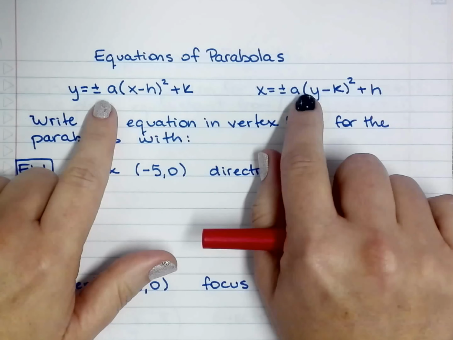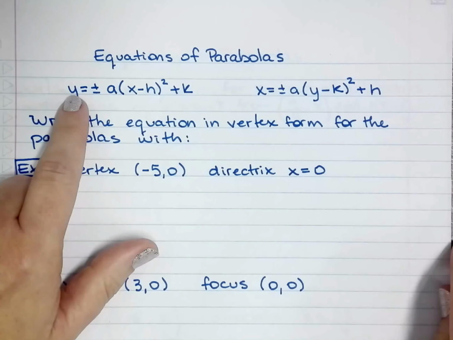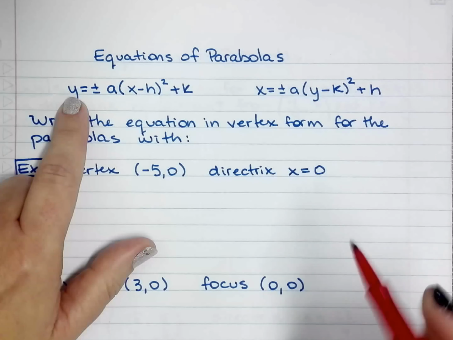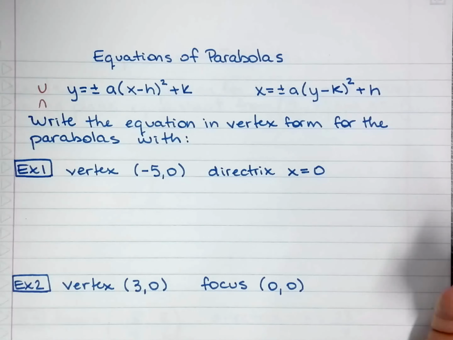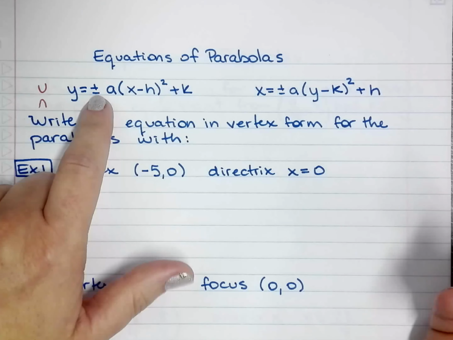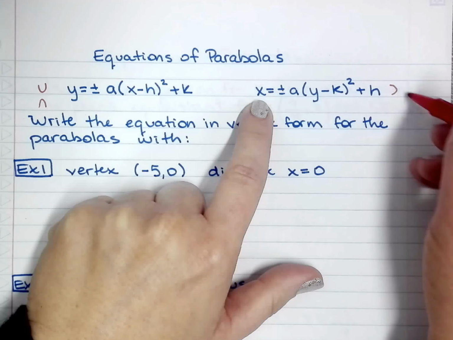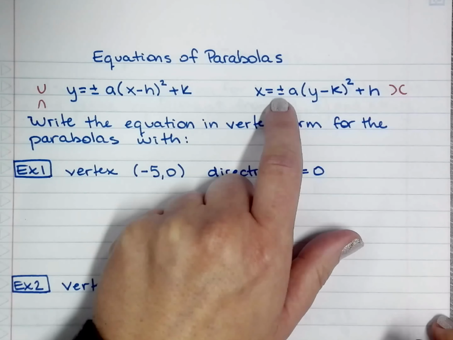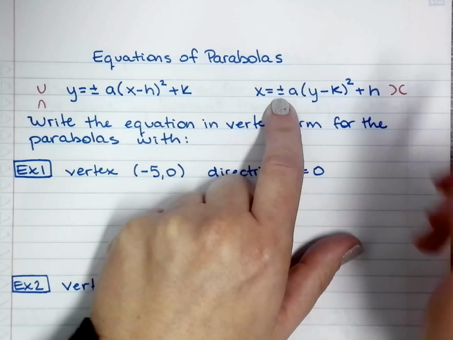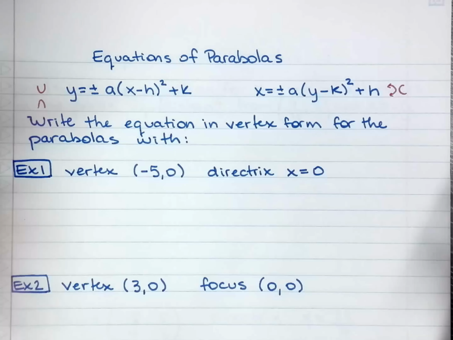Here on top I gave you the two formulas. The y equals is going to be just the parabolas that open up or down depending on your leading coefficient right here. And when you have x equals, your parabolas will open left or right depending on your leading coefficient. If your leading coefficient is negative, it's going to open left. If your leading coefficient is positive, it's going to open right. That's just from the other video.